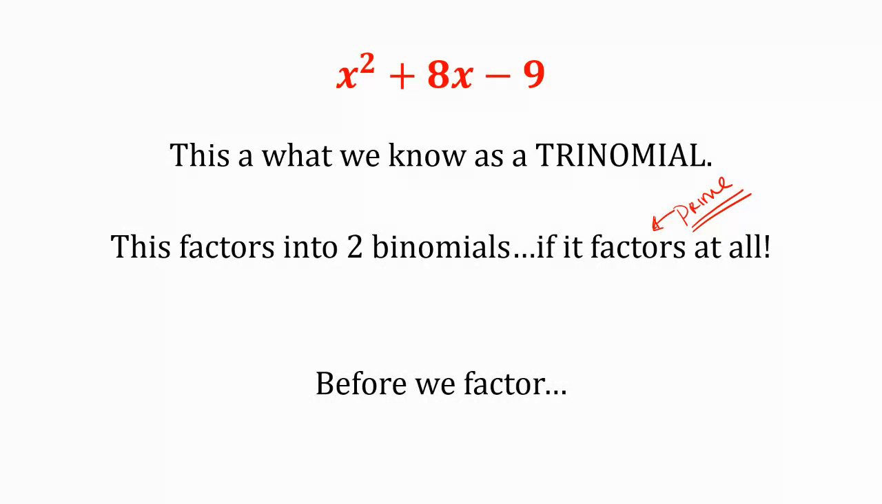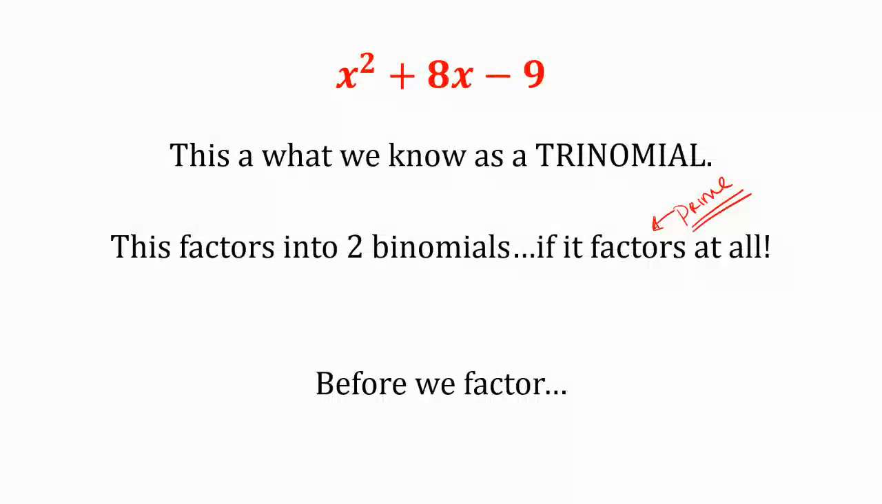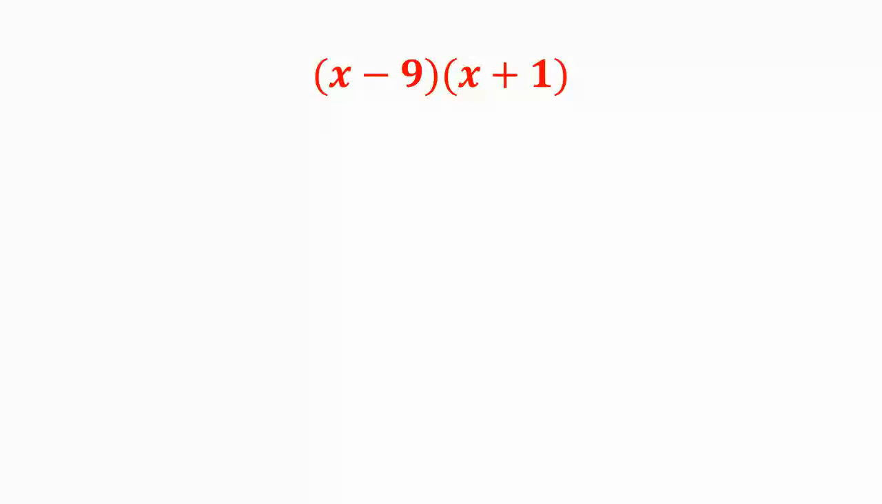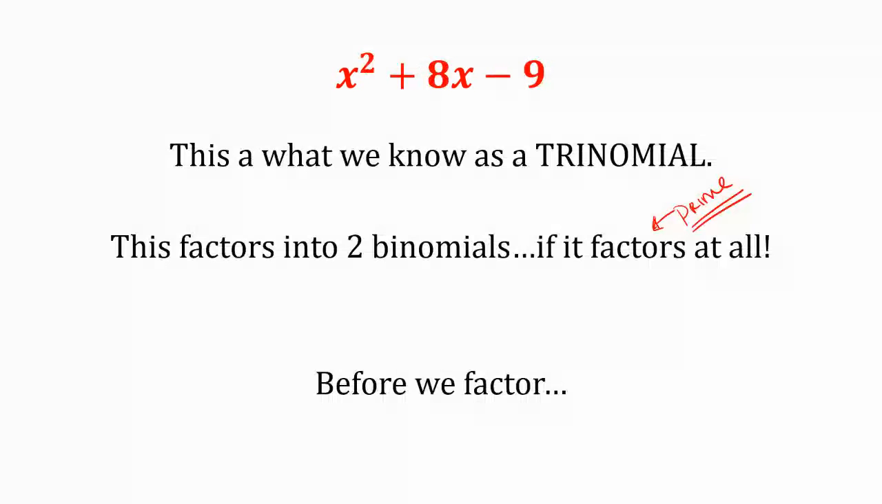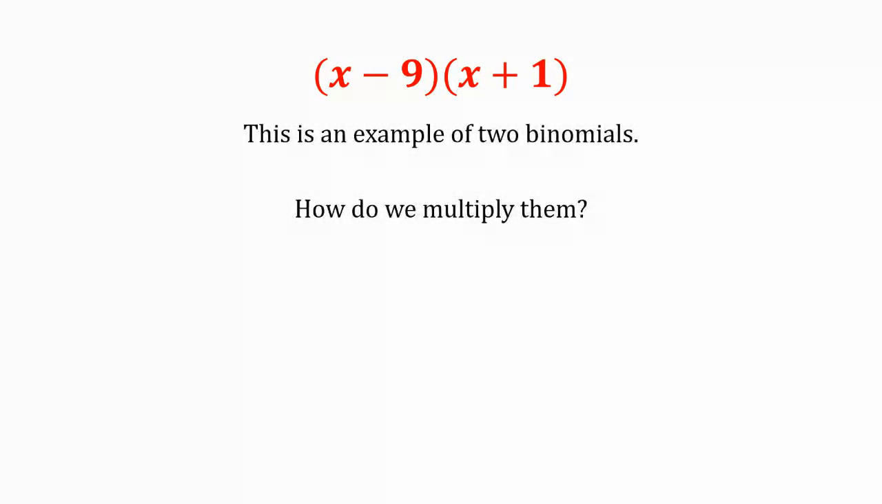Before we actually factor, let's take a look at this: x minus 9 times x plus 1. This is an example of 2 binomials, right? This is what I would want to break this up into. Actually, this is not the actual factored form of it. They're similar, but they're not the same. This is not the factored form of it, so don't have that misconception. So these are 2 binomials. How do we multiply them? We're going to multiply them using double distribution.